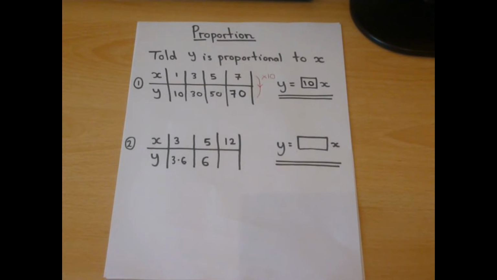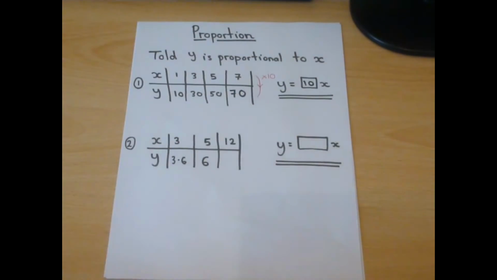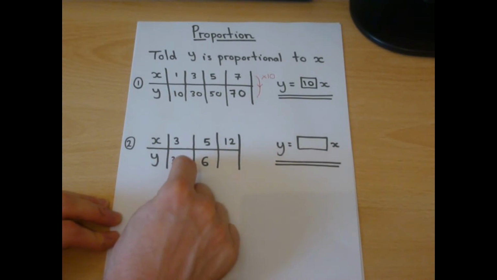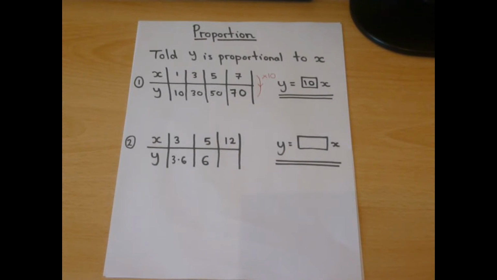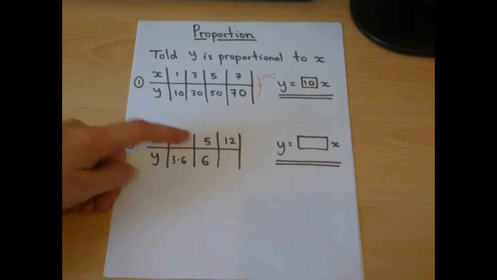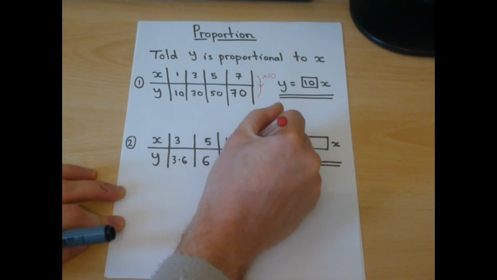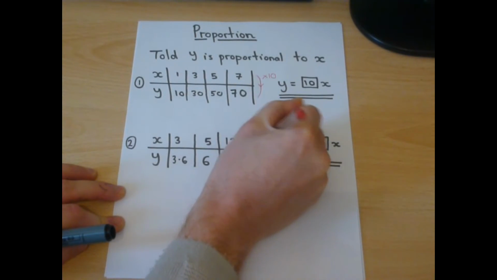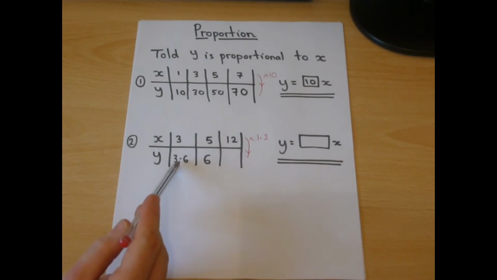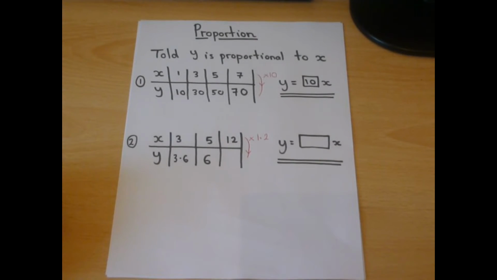Now, it's not always as obvious, but if you're told that y is proportional to x, then in this case here, we're looking at what you times x by to get to y. Now, if you get a calculator and do 3.6 divided by 3, and if you do 6 divided by 5, you find that the answer is 1.2. So the multiplier is just 1.2. Once again, 3.6 divided by 3 is 1.2, 6 divided by 5 is 1.2, that is therefore the pattern.